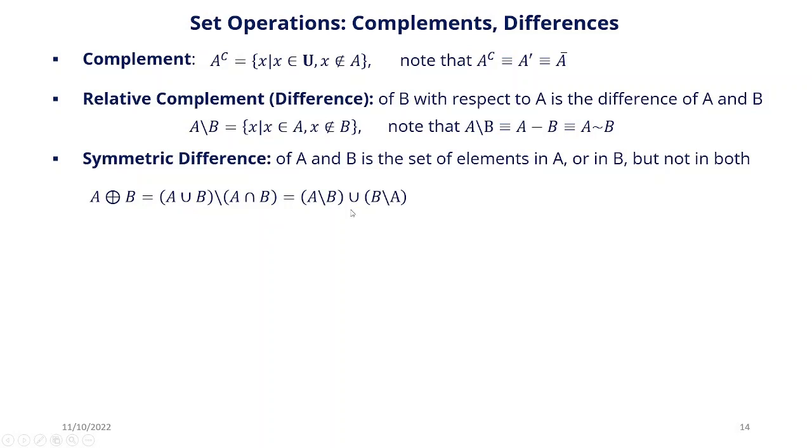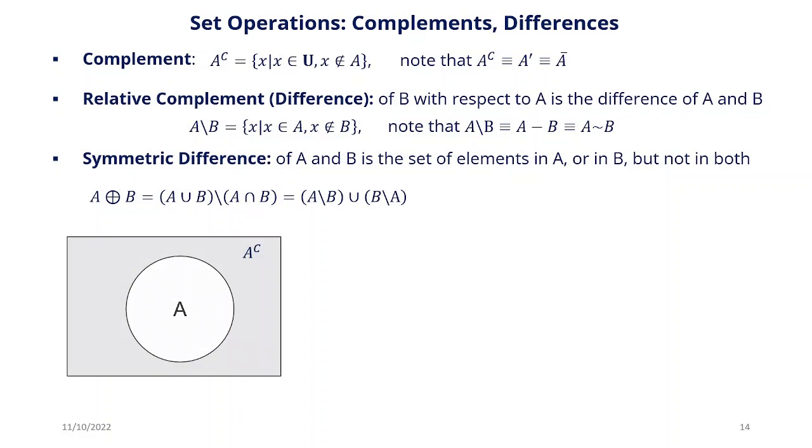Just remove the intersections, which is also equivalent to the difference of A and B union the difference of B and A. So the first one is take all the elements of B from A, then take all the elements of A from B and put them together. You get a symmetric difference.